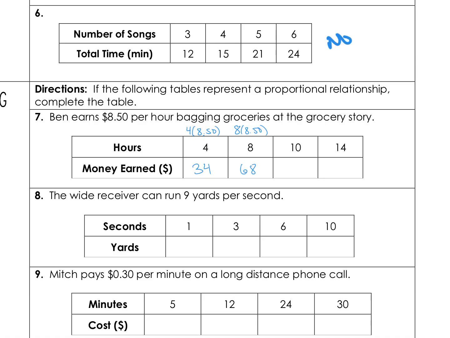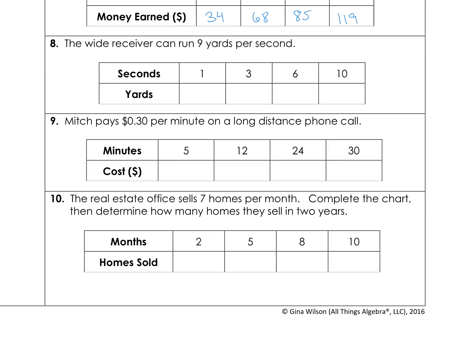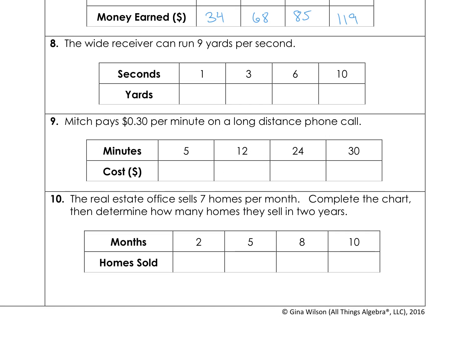All right, here, if it's 10, we'd be making $85 because we would do 10 times $8.50, and then 14 times $8.50 would give us a value of $119. So why don't you pause the video and then see if you can complete these next ones on your own. I'll go ahead and just fill those in for you when you're ready.